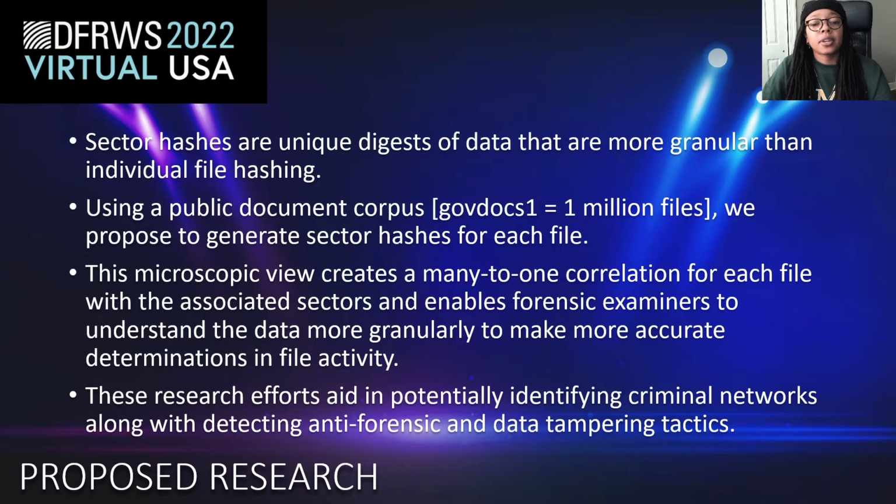So we're using a public document corpus, GovDocs1, and it has about 1 million files. And we propose to generate sector hashes for each of those files. This microscopic view creates a many to one correlation of each file given the associated sectors, and that enables forensic examiners to understand the data more granularly and also make more accurate determinations in that file's activity. So these research efforts aid potentially in identifying criminal networks, along with detecting anti-forensic and data tampering tactics.